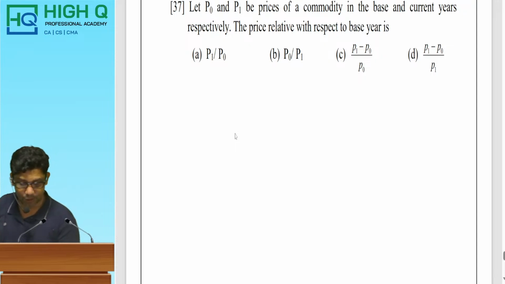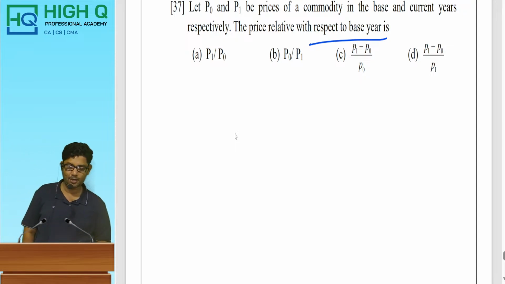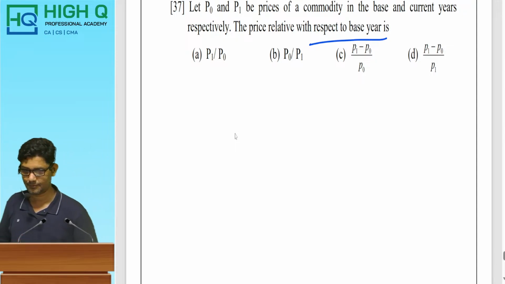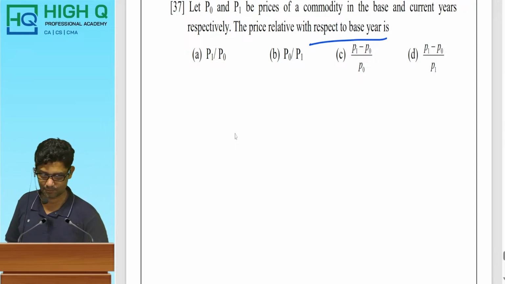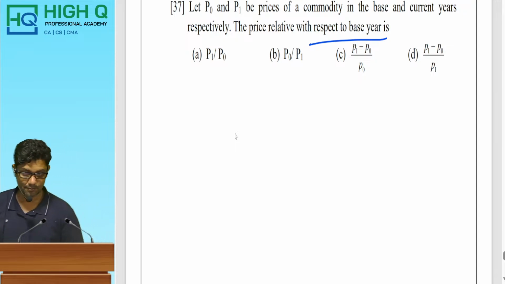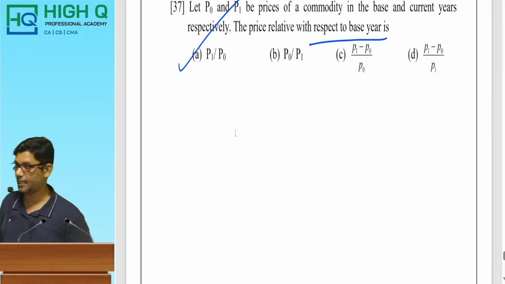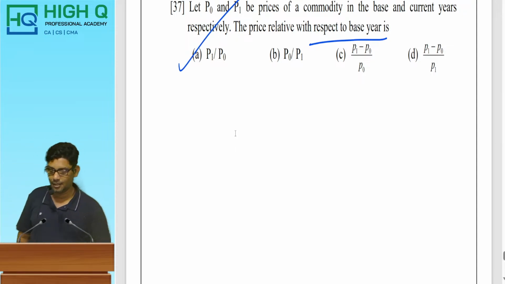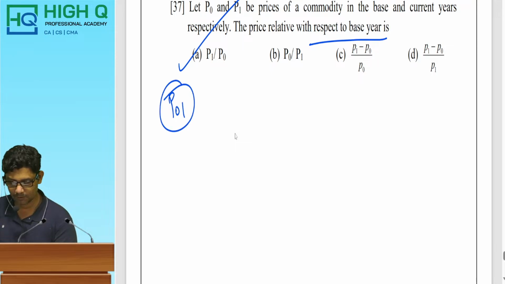The price relatives with respect to base year. Let's see who is giving. Balaya, Vastavaya, option given. Okay. Rahul, okay. Why is everyone thinking like this? Option A only. Hey, what is P01? Same only, na?